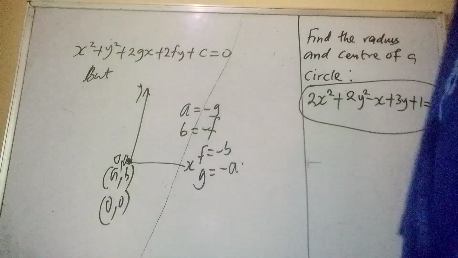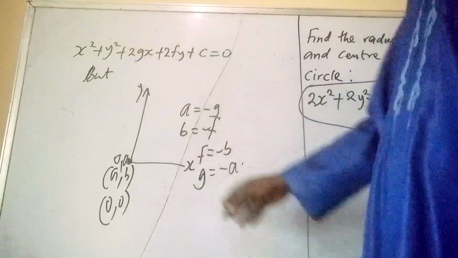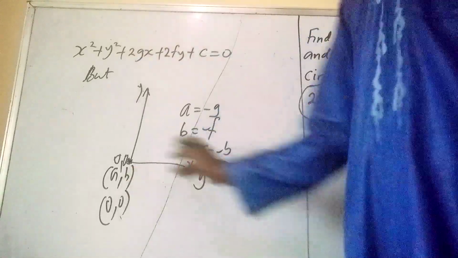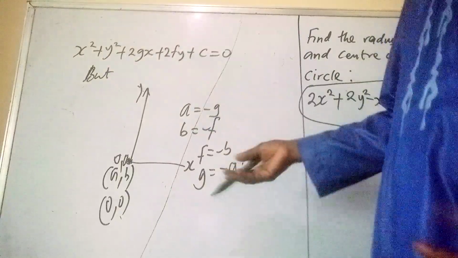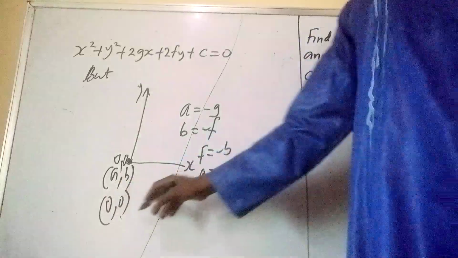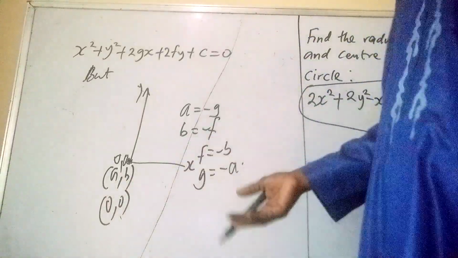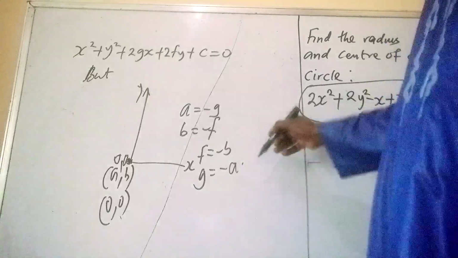So that means this G will turn to 0, because 0 equals minus A, so A is 0. Since A is equal to 0, that means G is equal to 0. You know there is no negative or positive 0. So take note of that.